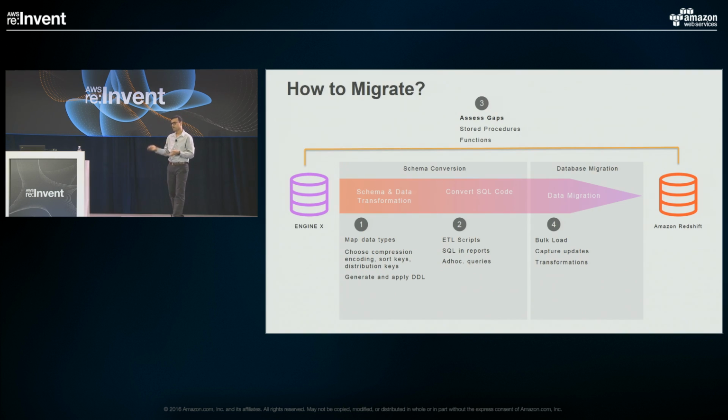So how would you migrate to Redshift or any database for that matter? So there are multiple steps, right? You have to map your data types from your source database into the target database. In the case of Redshift, you also have to think about compression, and given it's a distributed database, how do you choose the distribution keys and sort keys? And you need to generate the associated DDL and apply it on the Redshift side.